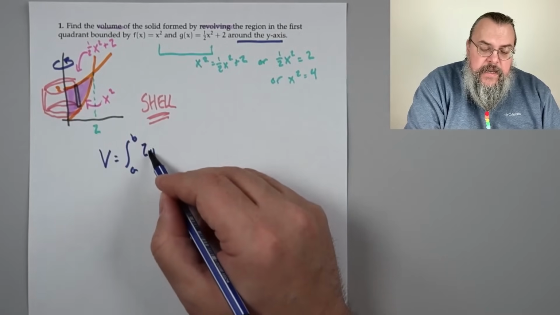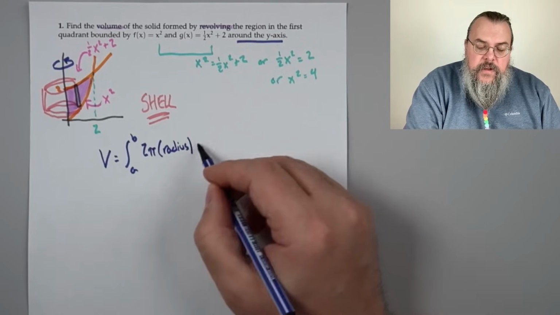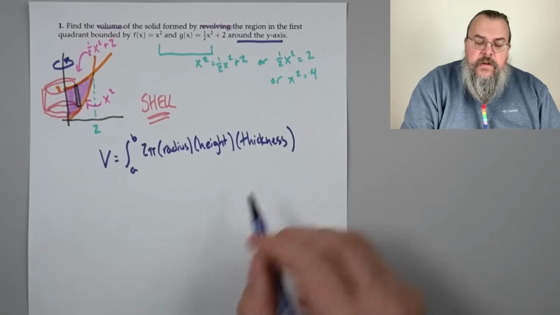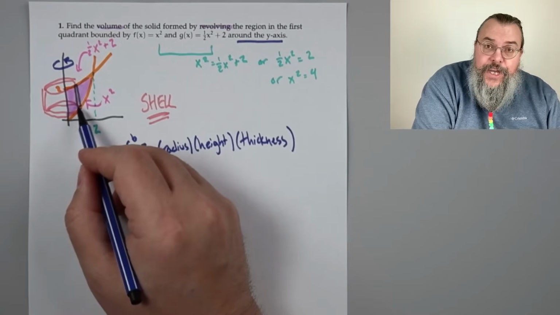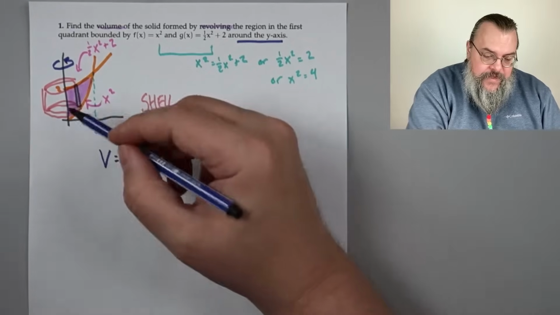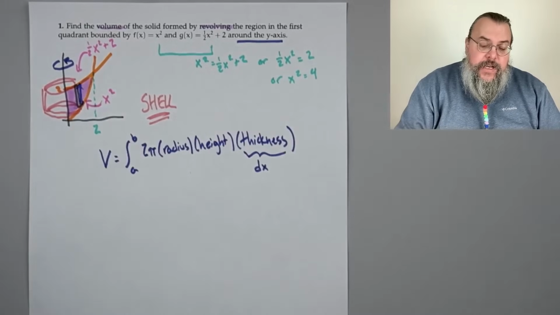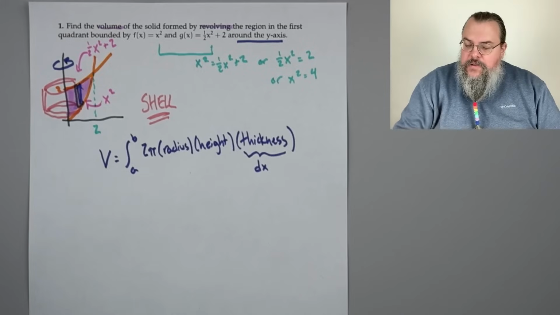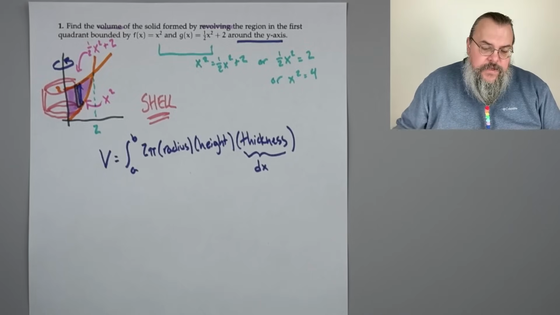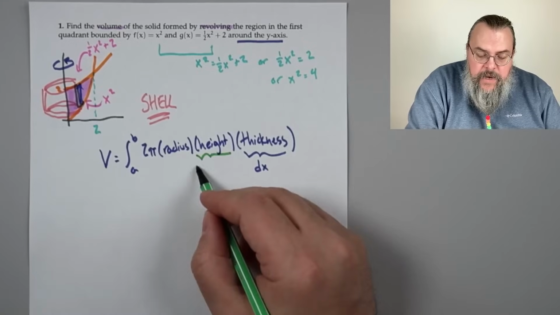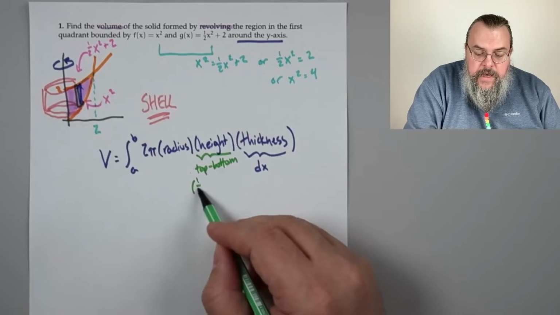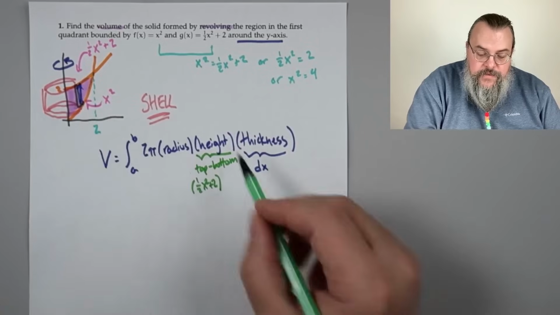you have 2 pi, a radius, a height, and a thickness. Now, the thickness is this little change. We're going with respect to x, so in our case, dx. Height is this part. So in our case, it's between the two curves. So how do you find height? Top minus bottom. All right, well, so for us, height is top minus bottom, which is the top curve, 1/2 x squared plus 2, bottom curve, x squared.